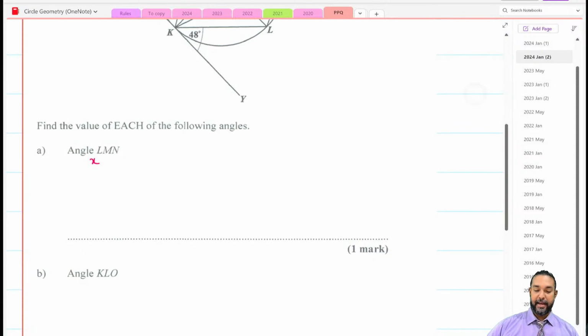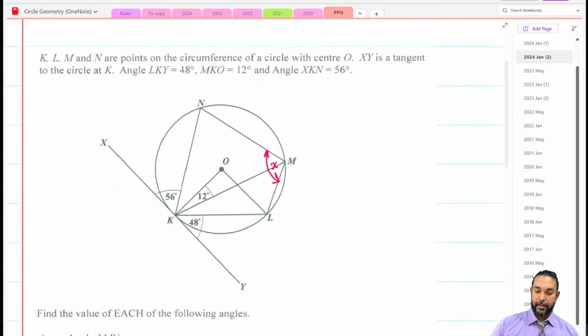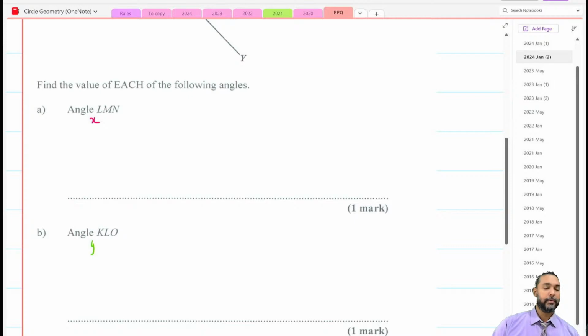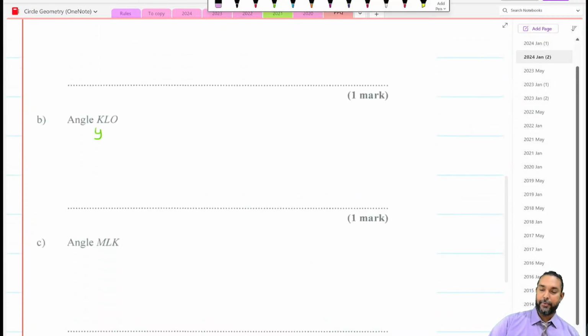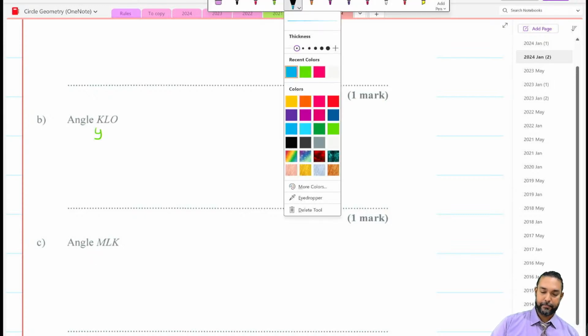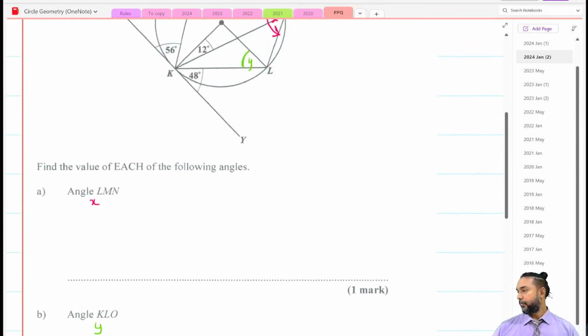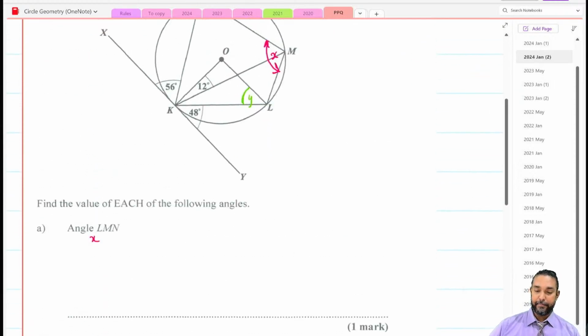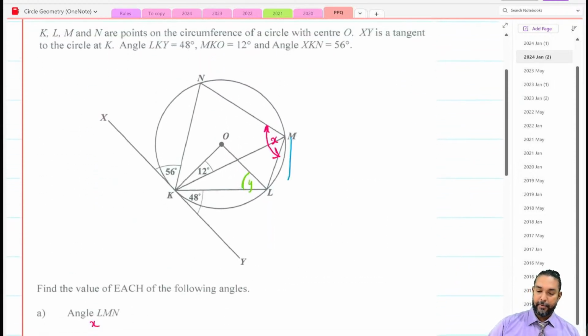The next angle is KLO. Now, we just found that, didn't we? Let's call it Y. That one is 42 degrees. Oh, angle X. And then MLK, we'll call that one angle Z. Sorry, let me just change the weight on that tip. What was MLK?